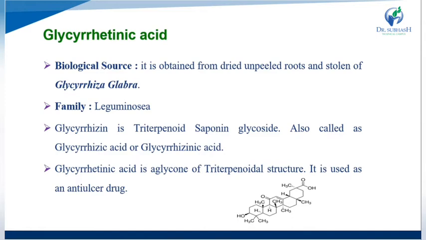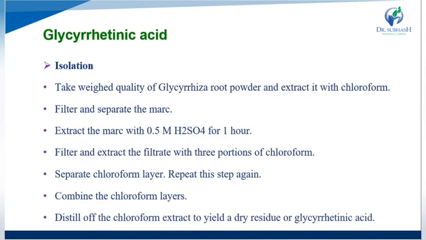Glycyrrhizinic acid has a glycone and an aglycone both attached, and the aglycone part is the triterpenoidal structure. Since the triterpenoidal structure is the aglycone part, it is used as an anti-ulcer drug. So this is the structure of glycyrrhizinic acid. Now we see the isolation method.